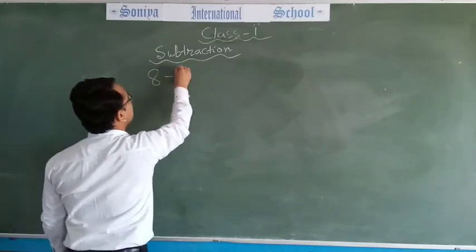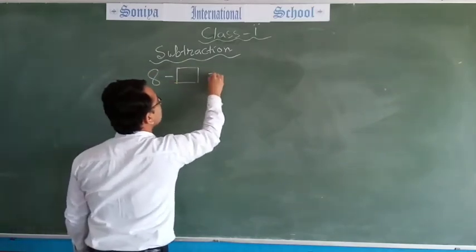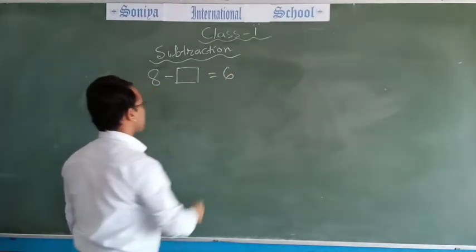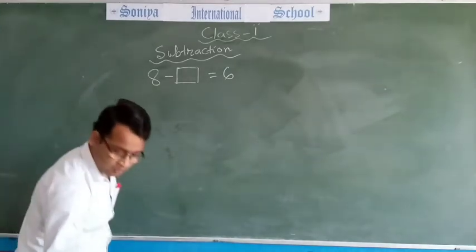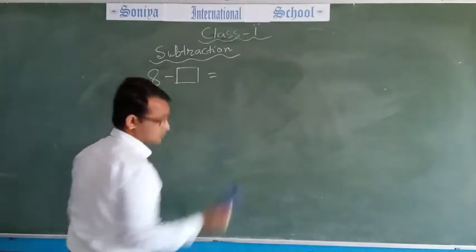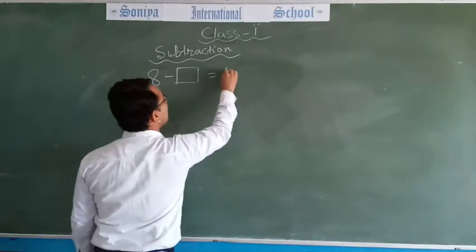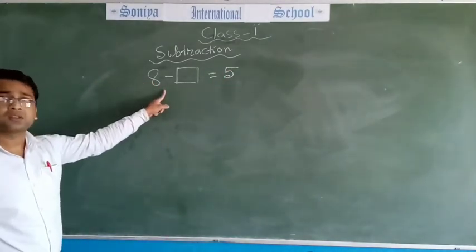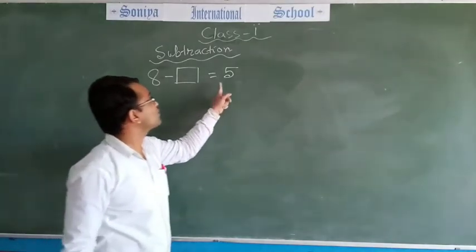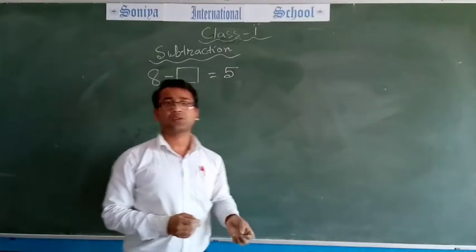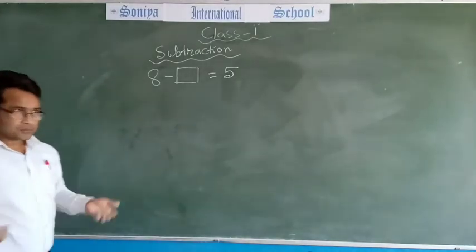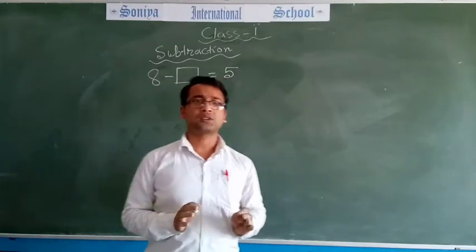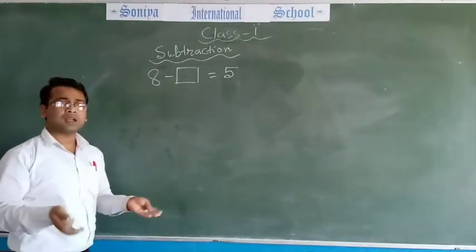8 minus box is equal to 5. Similarly, I draw 8 objects, then take away and so on.